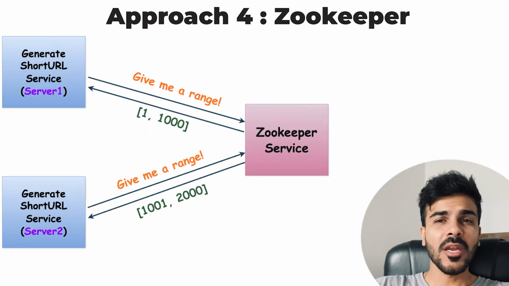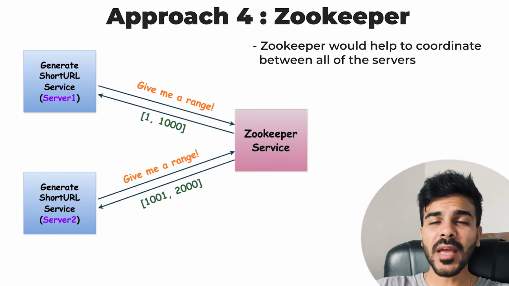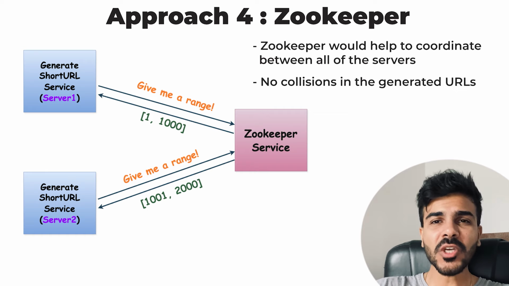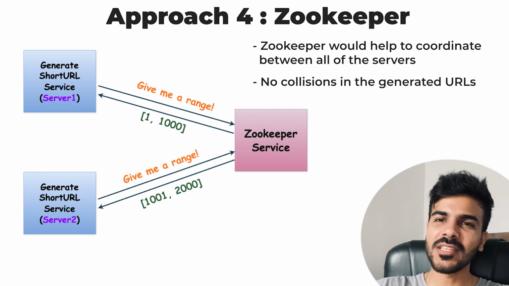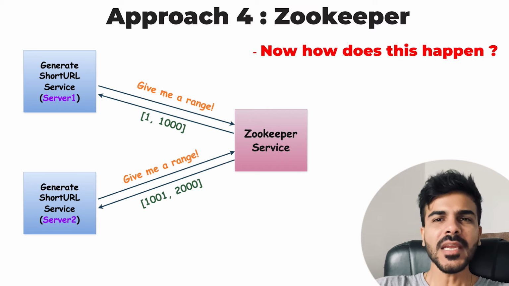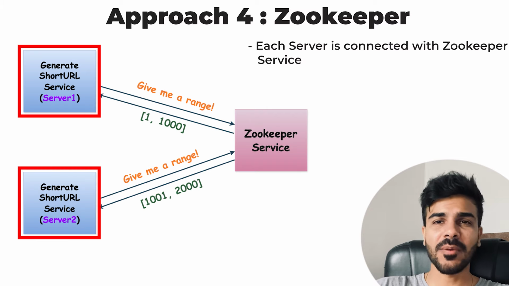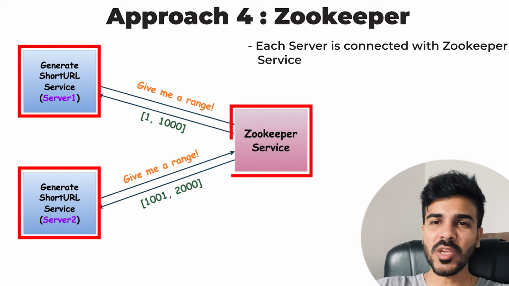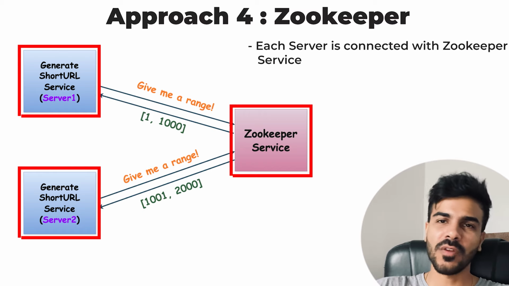Welcome back. Now in this video, let us understand what Zookeeper is. As we have seen, Zookeeper would help to coordinate between all of the servers to make sure that there are no collisions in the generated URLs. Now how does this happen? Each server, as you can see in the diagram, would be connected to the Zookeeper service, and the Zookeeper service would be able to communicate with all of them.